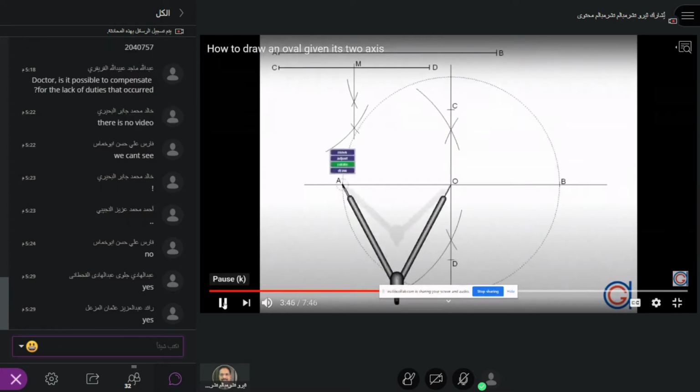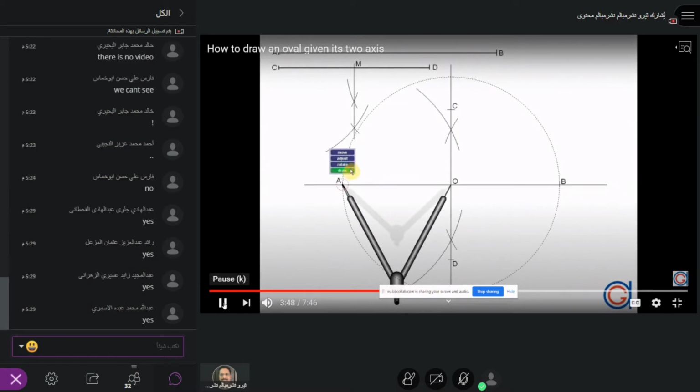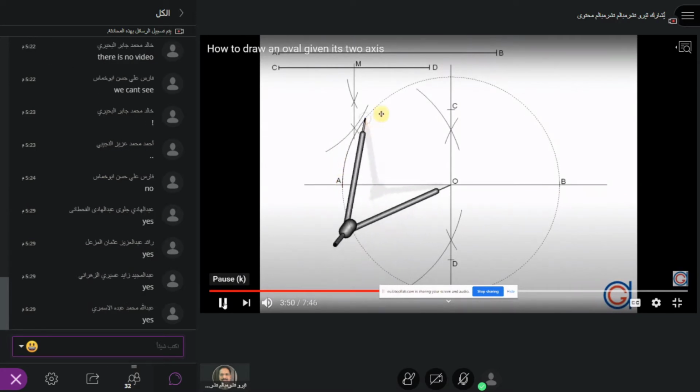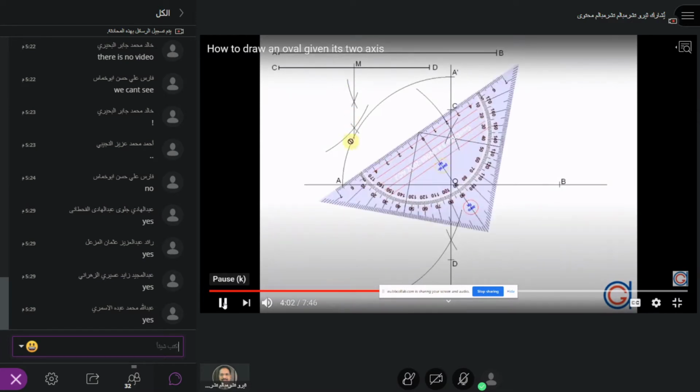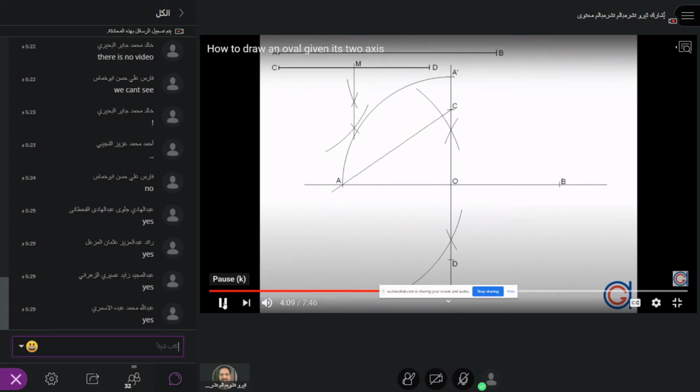Okay. All right. The next step is, with our compass centered on O and with a radius OA, we will scribe an arc to the right until it cuts the vertical bisector, and we will call this point A1. This is the biggest circle. And now we join this point A to point C. AC, that's it.